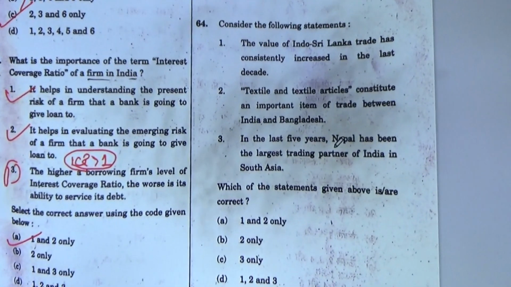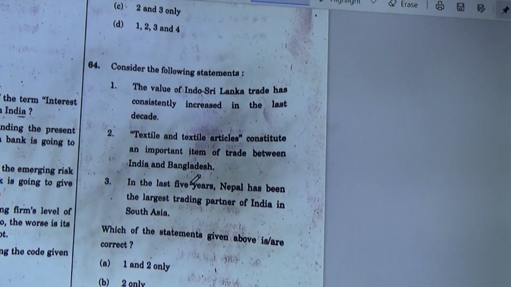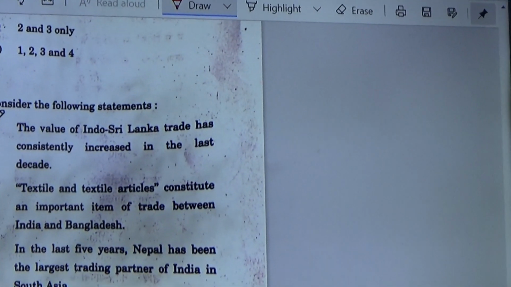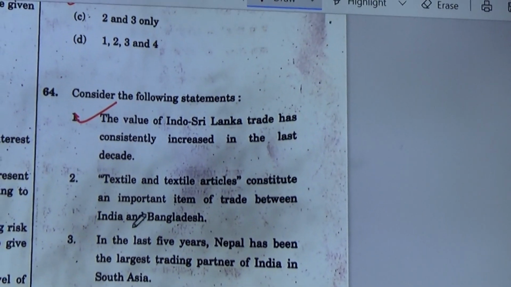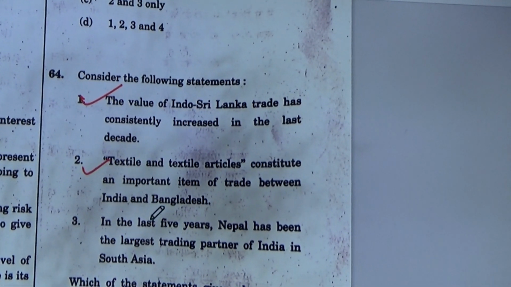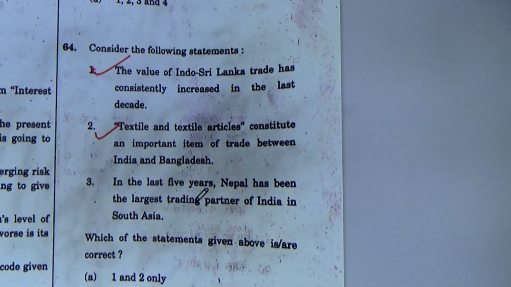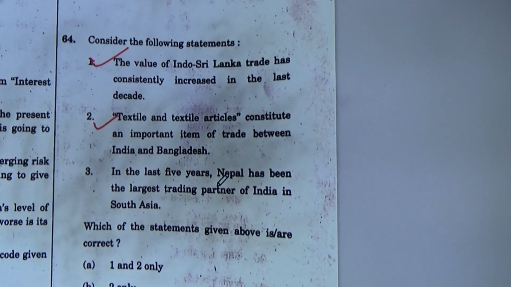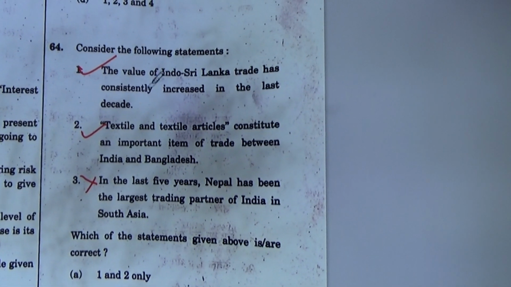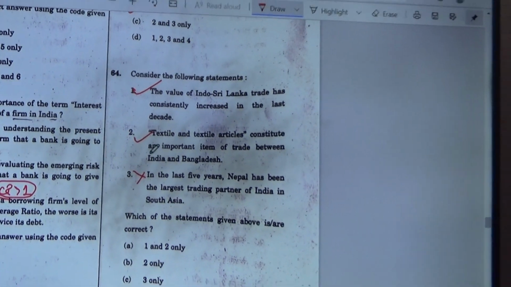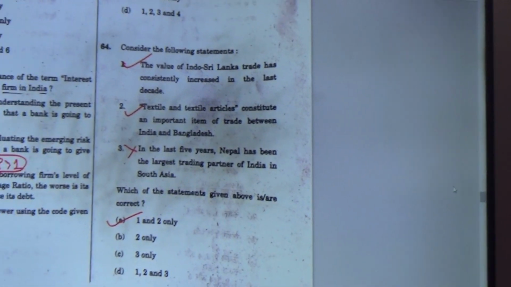It is in the context of the value of India-Sri Lanka trade having consistently increased in the last decade. That is correct. Then, textile articles constitute an important item of trade between India and Bangladesh, which is also correct. In the last 5 years, Nepal has been the largest trading partner. No, of course, Sri Lanka is the largest trading partner of India in South Asia, so this is incorrect. So the answer of 64 is 1 and 2.